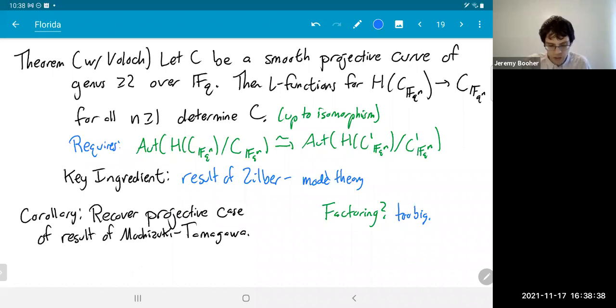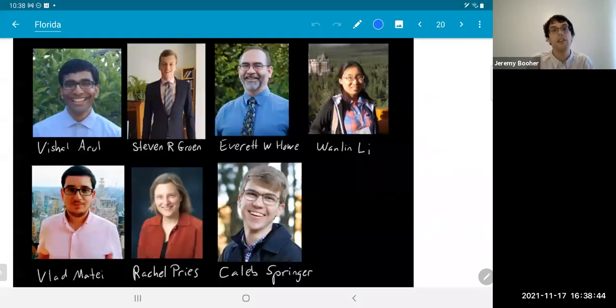So really what we should do then is maybe look at smaller covers. And that's something that I've looked at with a group that started at an ISOM workshop. This is joint work with Vishala Rule, Stephen Groen, Everett Howe, Wanlin Lee, Vlad Matai, Rachel Priest, and Caleb Springer.